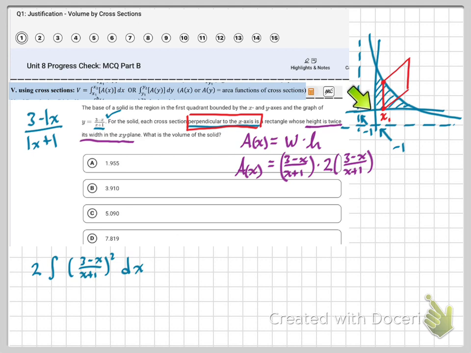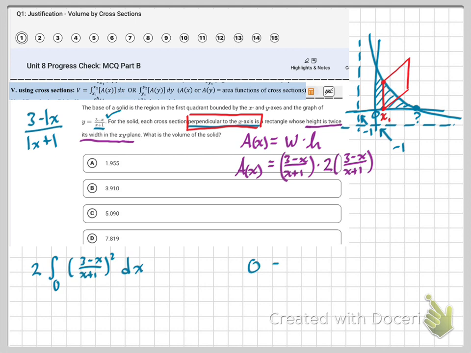Now, because we're using the x-axis here as our bottom curve, we don't need to subtract anything to find the length of this. We just need the y value of the curve that we're given. All right, so that's going to be our width. Our width is going to be the curve that we are given. Our height is twice the width. Okay, so what is this x-intercept right there? That's what we're going to need.